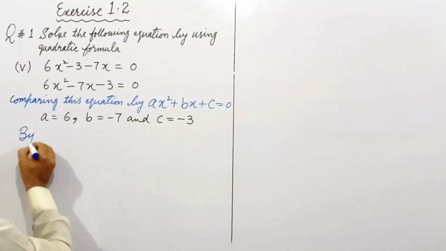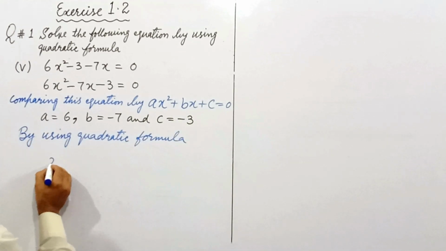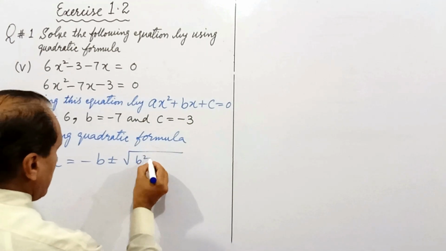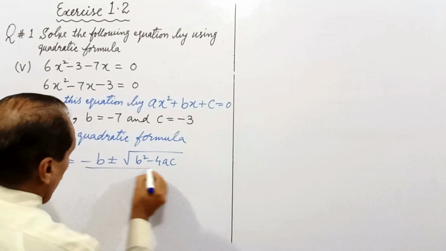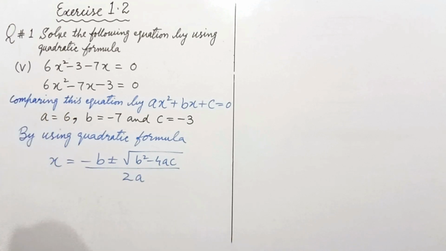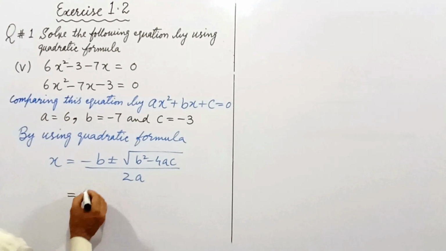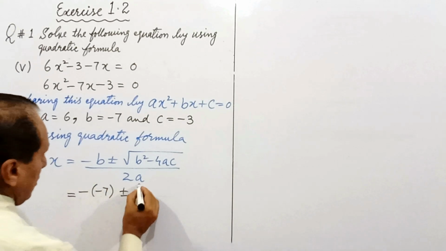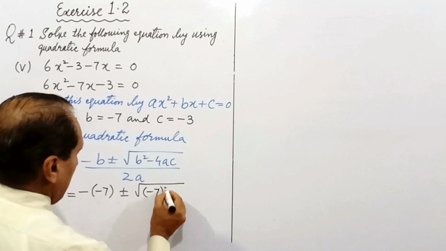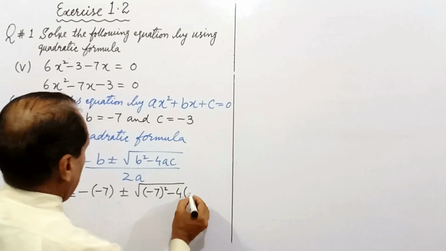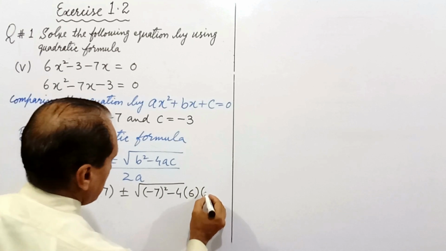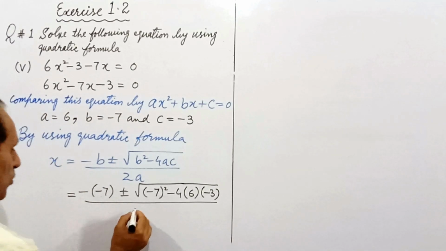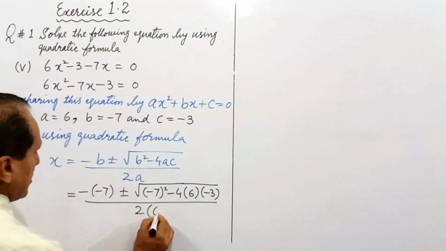By using quadratic formula, that is x is equal to minus b plus minus under root b square minus 4ac over 2a. According to this formula, we put the values in this formula. We have minus 7 plus minus under root minus 7 square, the value of b, minus 4 into the value of a is 6 into the value of c, that is minus 3. Whole divided by 2 into the value of a is 6.